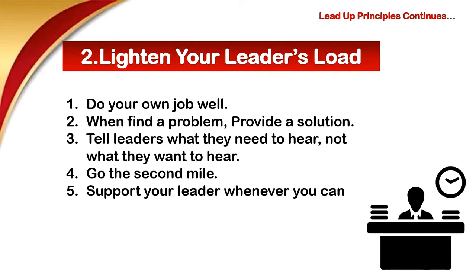Number three is tell leaders what they need to hear, not what they want to hear. Okay. Number four is go the second mile. It means go some extra, do some extra. After completing your task, you can do something extra. This is called going the second mile. After completing your task, you can go to your leader's desk, your boss's desk, and ask them whether they need any kind of help or not. It's called go the second mile. Number five is support your leader whenever you can. Okay, these are the five steps that you can follow to lighten your leader's load.